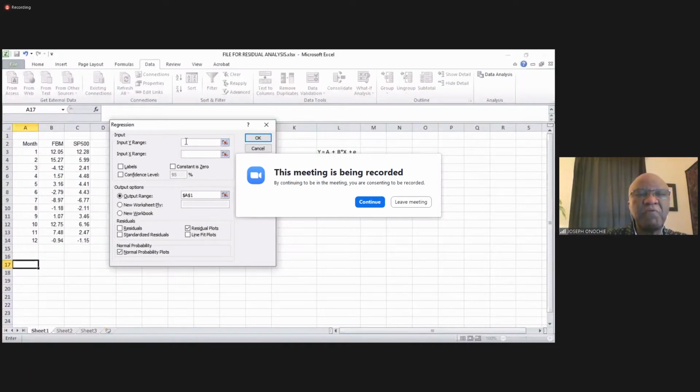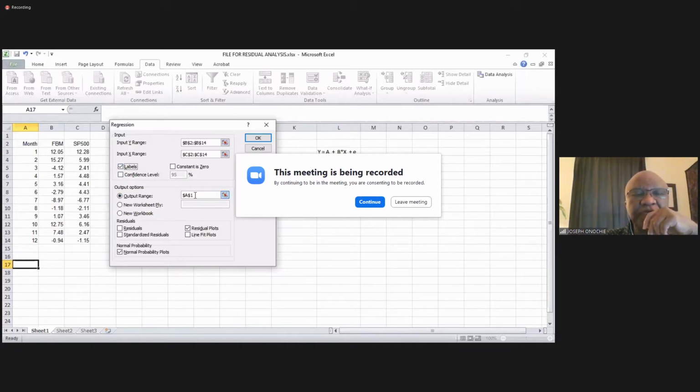Okay. So what's my Y? I'm regressing the stock returns on the market return. So my Y is the stock. I pick up the title because I want the title to show. So that is my Y variable. What's my X variable? I go and pick up my X variable. So this is my X variable. And I'm picking up the labels.